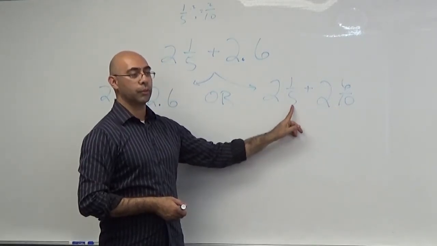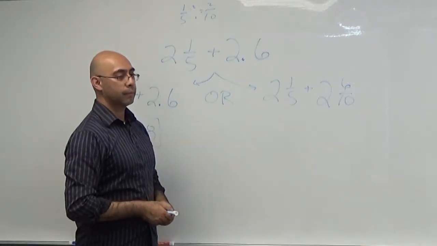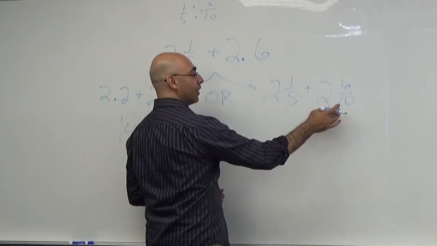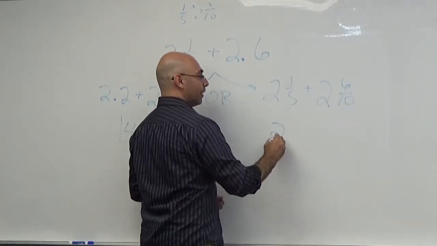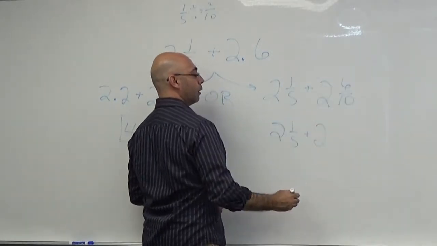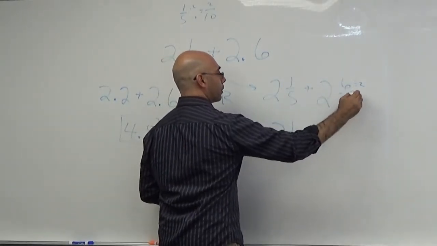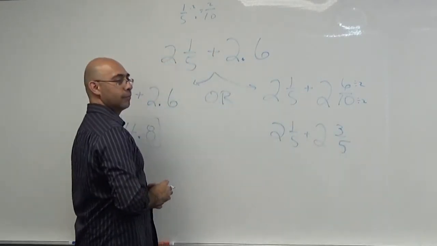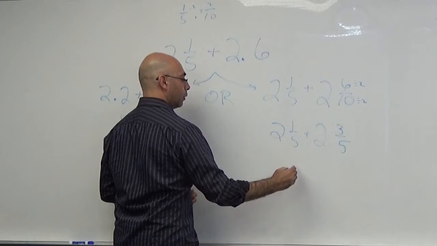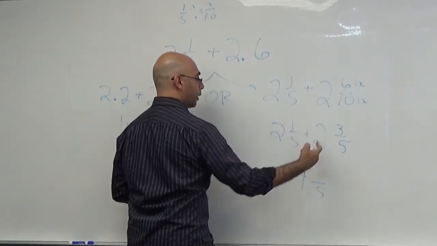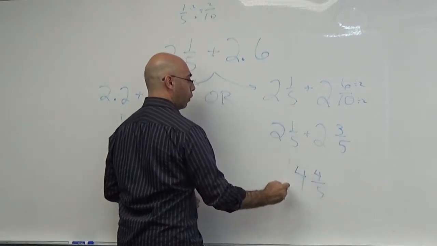Which one would you want to do? Yes? Times. Good. Let's reduce it. So let's reduce this thing. 2 1/5 plus 2. What can I go into 6 and 10? I can divide both by 2. So this becomes 3/5. What's 2 plus 2? 4/5. What's 1 plus 3? 4. 4 4/5.